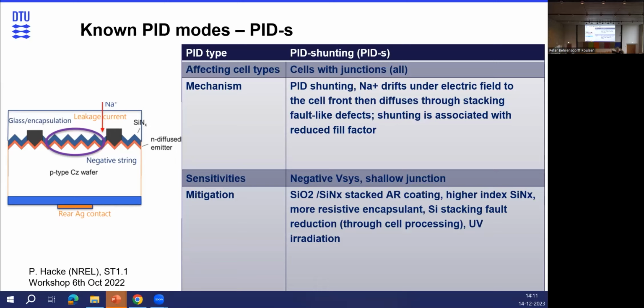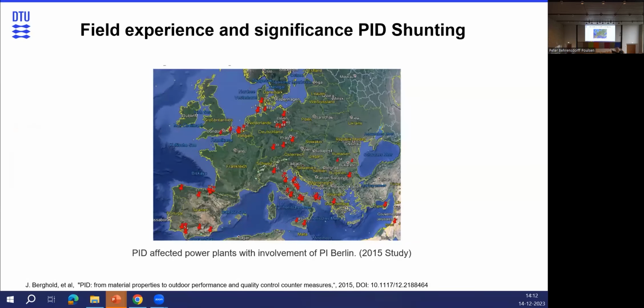But the industry learned from that. We developed accelerated testing for it, and measures were implemented in the newer modules to prevent this. So now we have quite PID-resistant modules, like the newest ones. But you can see this is a graph from 2015. Quite a lot of plants in Europe and all over the world had problems with PID shunting because it was not so well known and it was not part of the qualification testing of the modules being sold at that time.